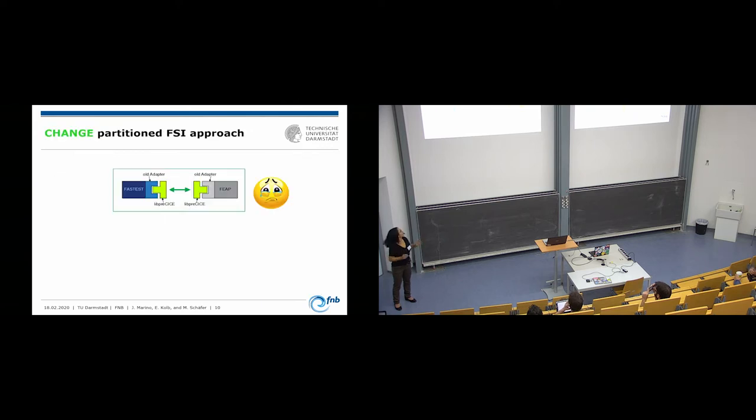Just to recap the problem. I was using FASTEST, FEAP, and the coupling was with preCICE. Our old adapter used the libraries from preCICE, but the structure remained the same as for MpCCI. With this type of combination, obviously, my results were far away from the reference. And this was the motivation to change our mind, change our idea, and begin again.